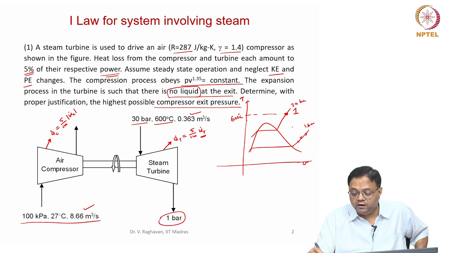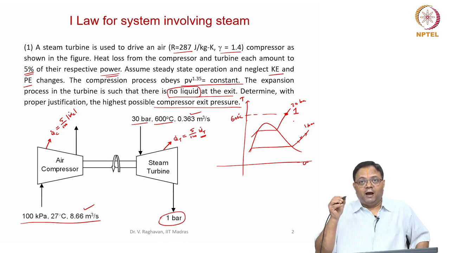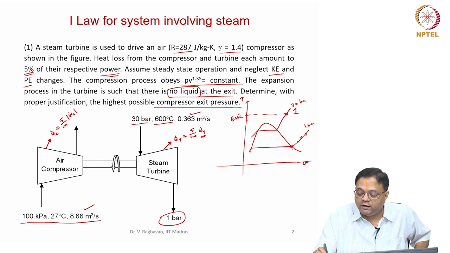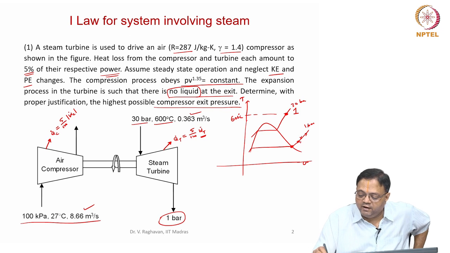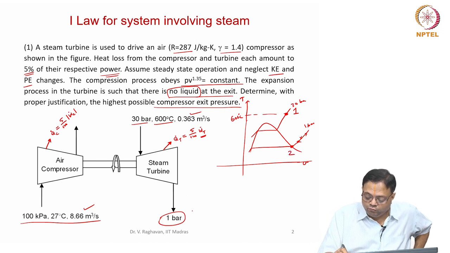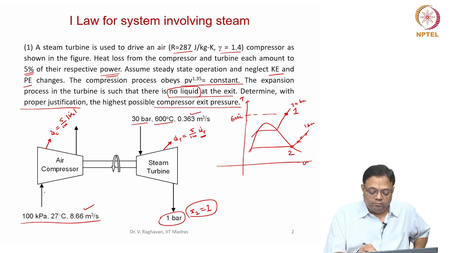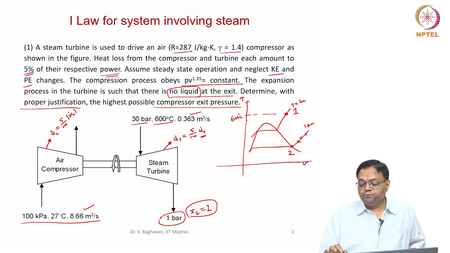But what happens when we are here is that the work delivered by the turbine will reduce. So, where the maximum work will be delivered with the condition of no liquid at the exit is this. When you are in the saturated vapor condition, only then will maximum work be delivered. If you go to superheated, the no liquid condition will also be satisfied, but the work delivered will decrease. So, straight away I can fix state 2 for the turbine as 1 bar, x2 equal to 1. This is the justification. Why? For maximum compression, I need to deliver maximum work to the compressor. For maximum work to be delivered, the maximum work should be developed by the turbine, for which the exit state should not be superheated, should be saturated vapor, because no liquid should be there.